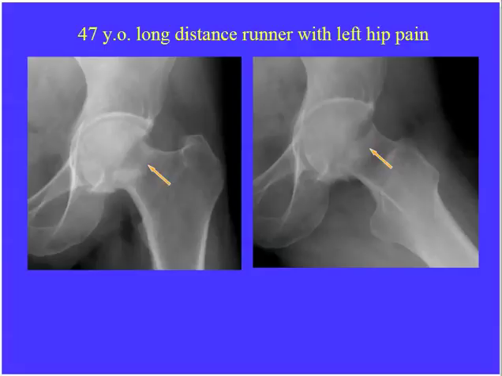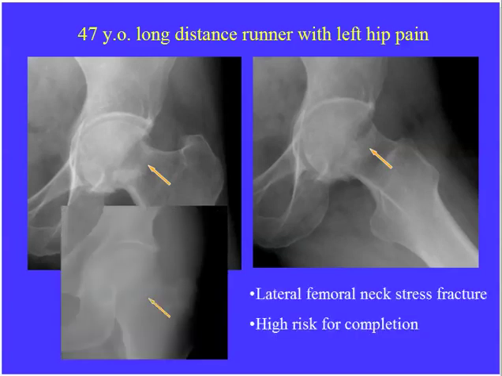You can also see these laterally. This is a 47-year-old with left hip pain and started with a lateral stress fracture, and this one went on to completion. So again, the lateral stress fractures are at a higher risk for completion. This one went on to completion with actually an impaction injury of the femoral neck.